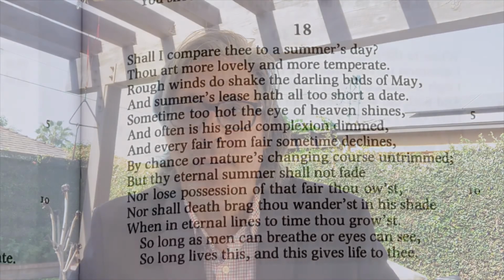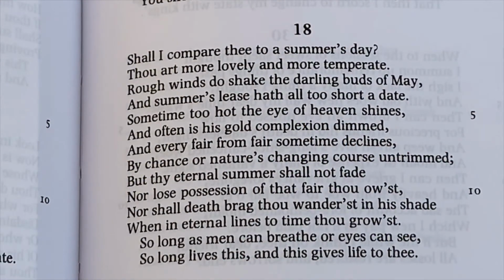So now let's put it all together and listen to the poem. Sonnet 18. Shall I compare thee to a summer's day? Thou art more lovely and more temperate. Rough winds do shake the darling buds of May, and summer's lease hath all too short a date. Sometime too hot the eye of heaven shines, and often is his gold complexion dimmed. And every fair from fair sometimes declines, by chance or nature's changing course untrimmed.